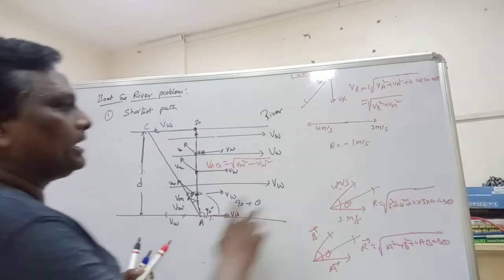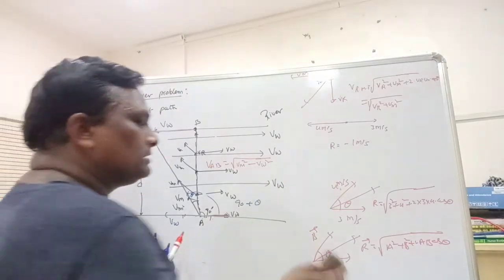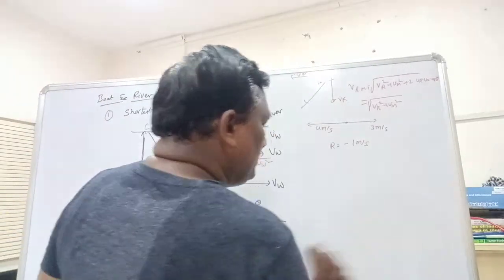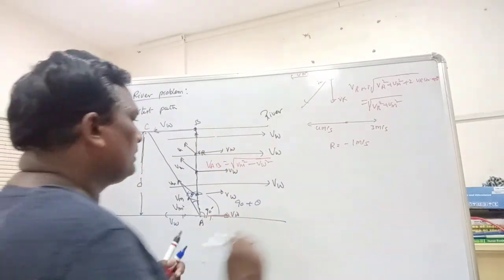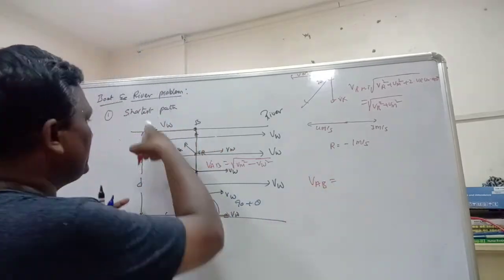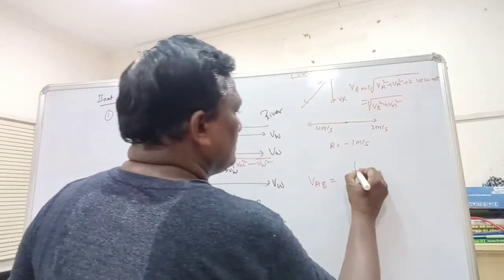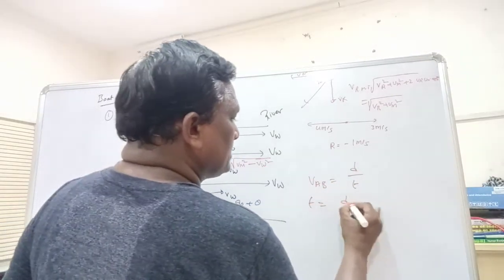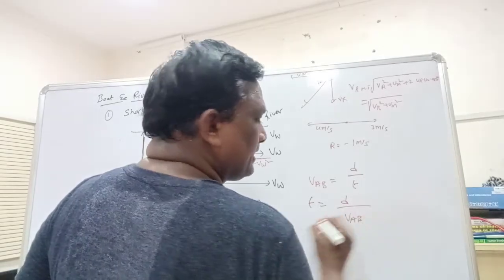Where should I write? Shall I write here? So V_AB is equal to, can you understand, it is a vector. So V_AB, means velocity is equal to distance by time. Distance is d, displacement divided by time. This time I want to find out, that is d by V_AB. Is it correct? Yes, sir.